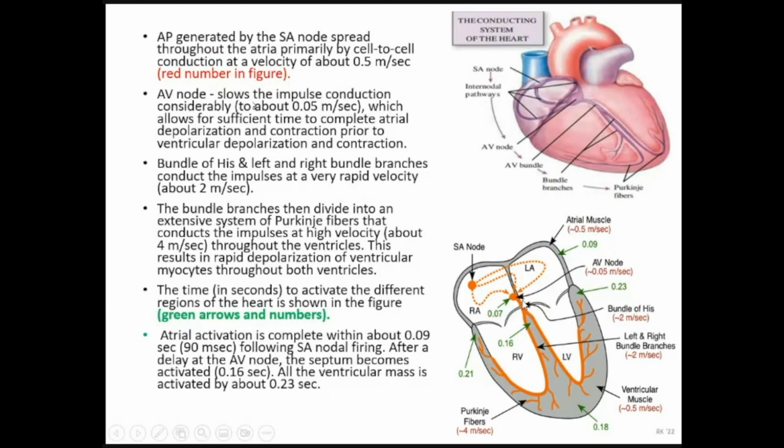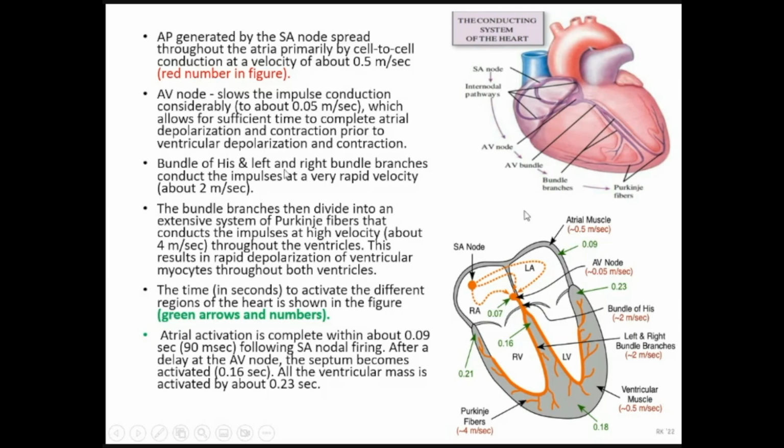Once it reaches the AV node from the SA node, you can see that in the atrial muscle it was going at a fast rate of 0.5 meter per second. But at the AV node it slows down to 0.05, 10 times slower.